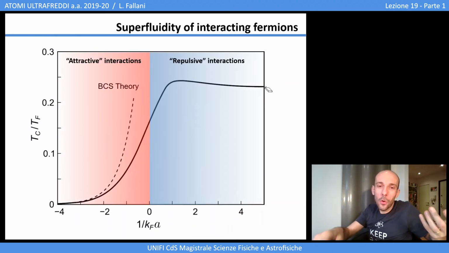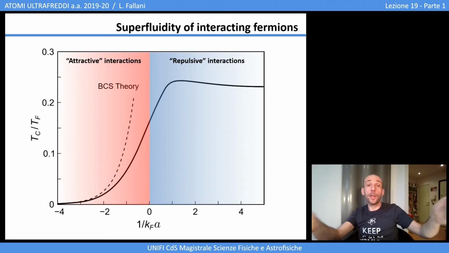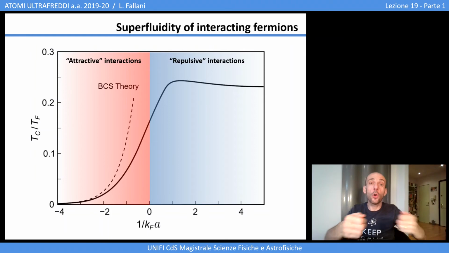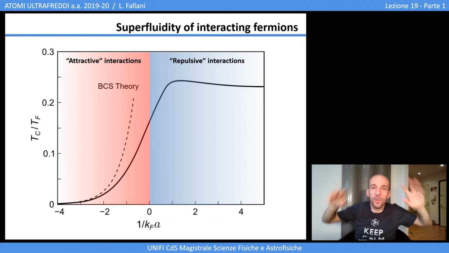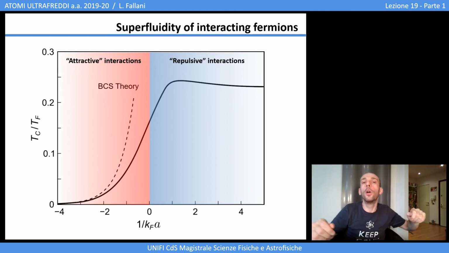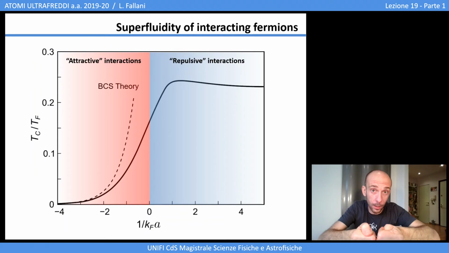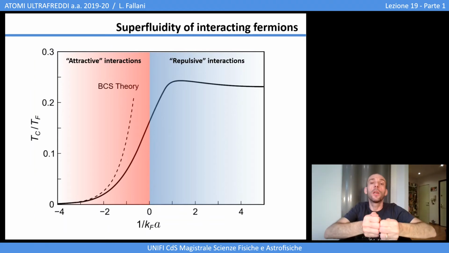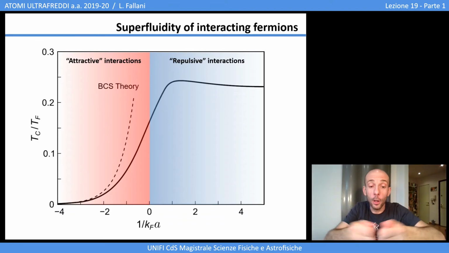And so what the hell is happening here? So why do I have a pairing of the atoms also in the case of repulsion between them? Because I can understand this physics of Cooper pair formation and condensation if I consider an attraction between the particles. So why should I have it in the case of repulsion? So what is the mechanism that leads to the formation of bosonic composite objects?